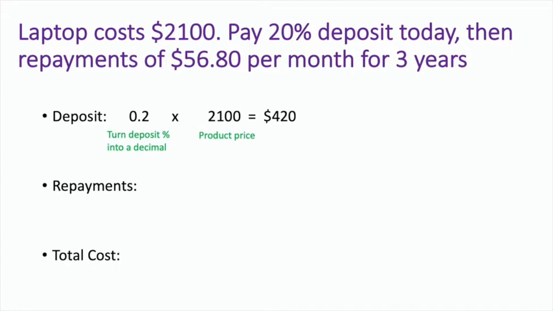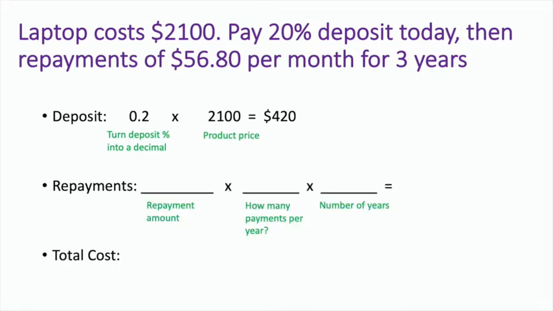Let's go down and now work out our repayments. To work out the repayments amount, it's the amount of each payment or the amount of each repayment, you can see that from the question, times it by how many payments you're making per year. So this shop has said you're paying monthly. So work it out. If you're paying every month, how many times a year are you making a repayment? And that's what goes on that middle gap. If it said weekly, it would be a different number again.